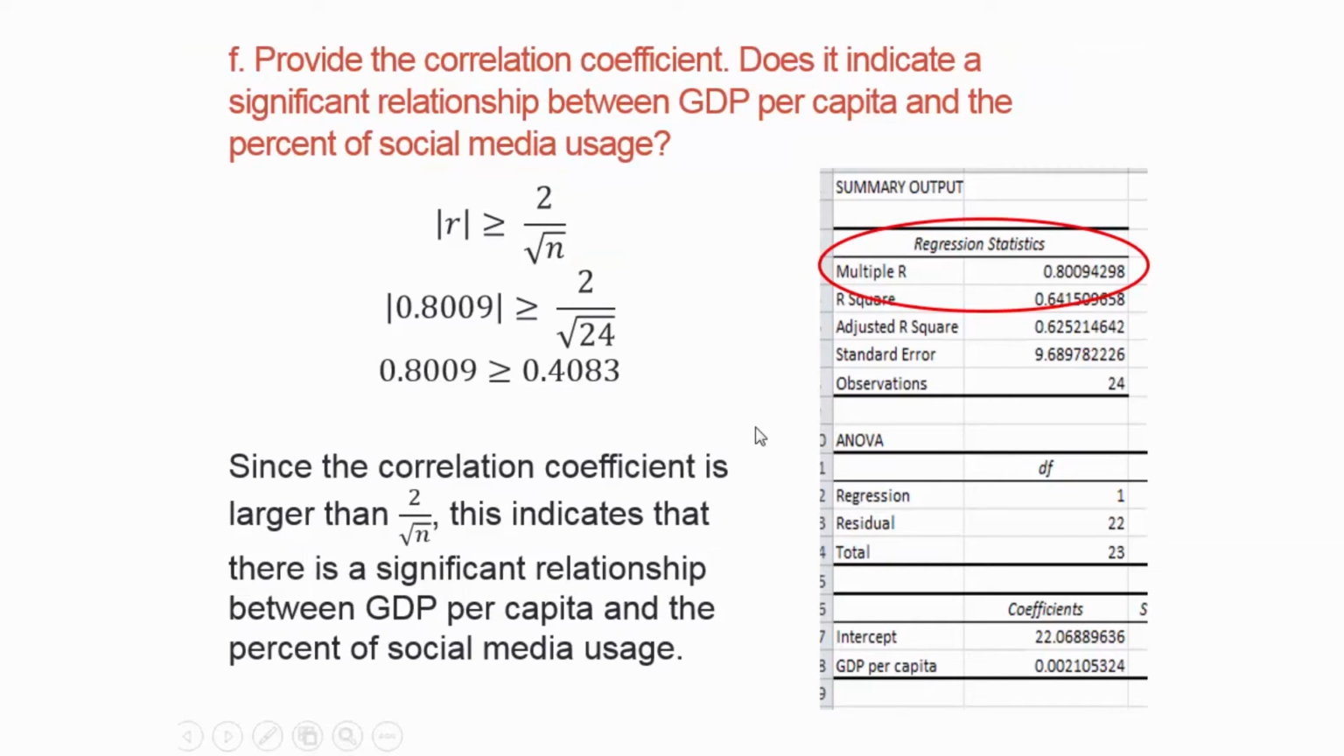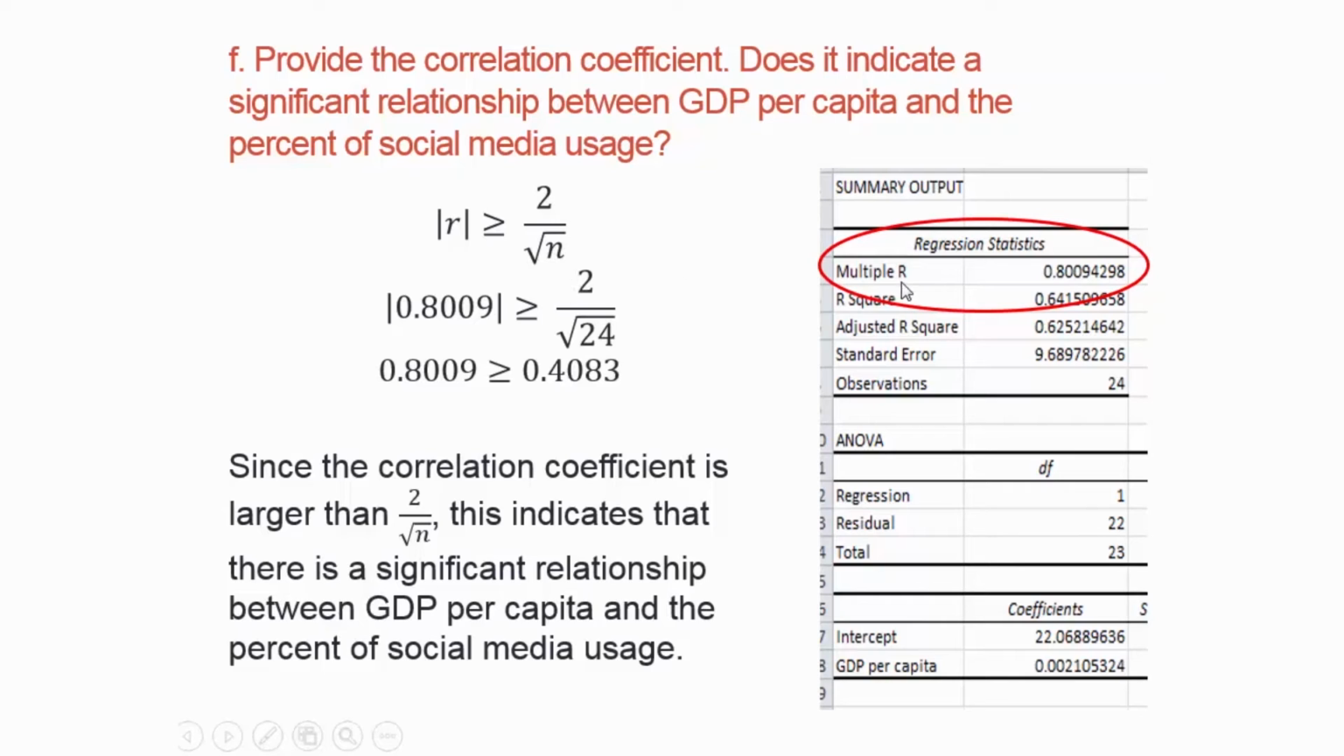Provide the correlation coefficient, that's R, the square root of the coefficient of determination. Does it indicate a significant relationship? The way we decide this is we look at the quick rule. 2 over the square root of n is the quick rule. And it basically corresponds to an alpha level of 0.05, and it says that two standard deviations divided by the square root of the sample size is about how large we would expect R to be if there is a significant relationship. So if the absolute value of R is greater than or equal to 2 over the square root of n, that says there is a significant relationship.